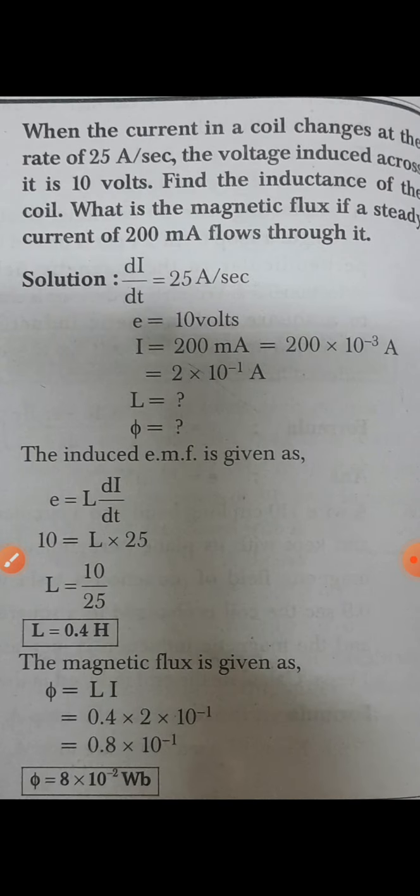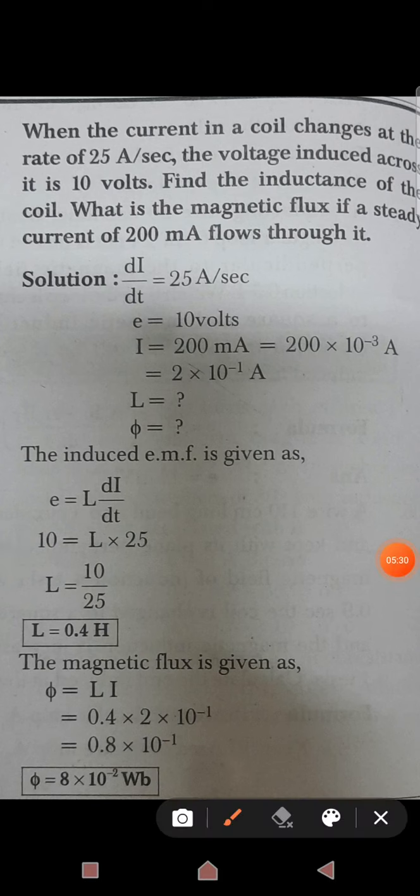Now here I have given the complete solution so that you will understand the question as well as the answer. As per the question, di upon dt is equal to 25 ampere per second, the EMF is 10 volt, and the electric current is 2 into 10 raised to minus 1 ampere. What we have to find out? We should find out the value of L as well as the value of phi.